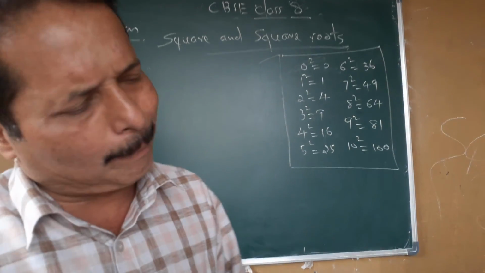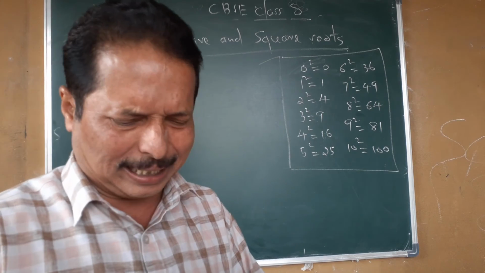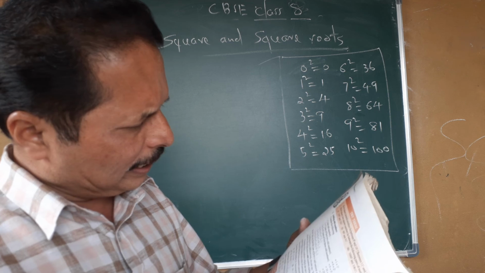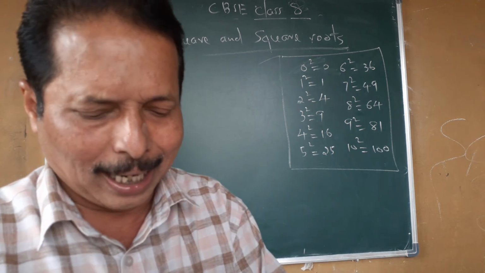Is it all? So page number 92, you try all of the questions. Okay, all of them are easy. Next, how many natural numbers lie between 10 square and 9 square? Okay, I will explain later.